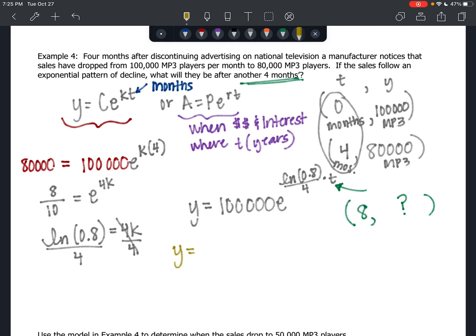So we've got y equals 100,000 times e raised to the natural log of 0.8 divided by 4 times 8. I'm going to put all of this into my calculator, and I get approximately, it's going to be less than 80,000 because it's declining. Go ahead and put that in your calculator, and then take a look and see if that's what you got.